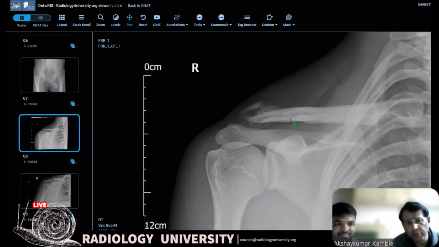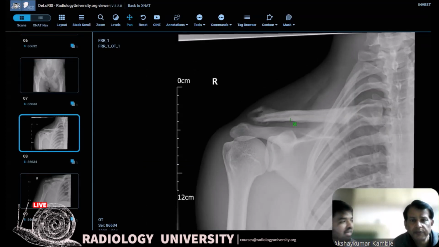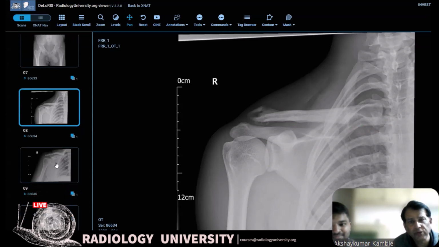But the point is, it's not a normal film in any way. Even if you have written fracture, I haven't cut their marks. The main thing is, if you don't know the exact diagnosis, the best is to describe the area of abnormality and write the side. So right shoulder or right clavicle, deformity of the lateral end involving the AC joint, you'll get full marks. That's what you need to do if you don't know what exactly is going on.